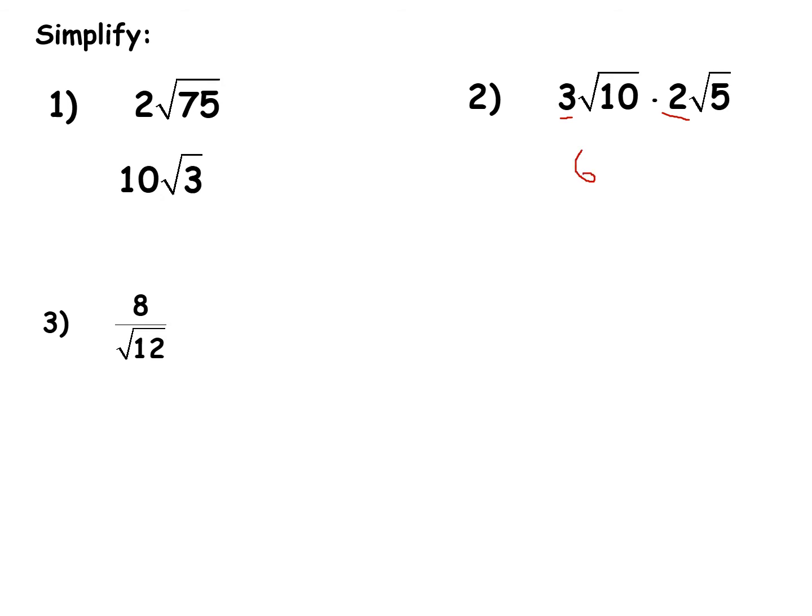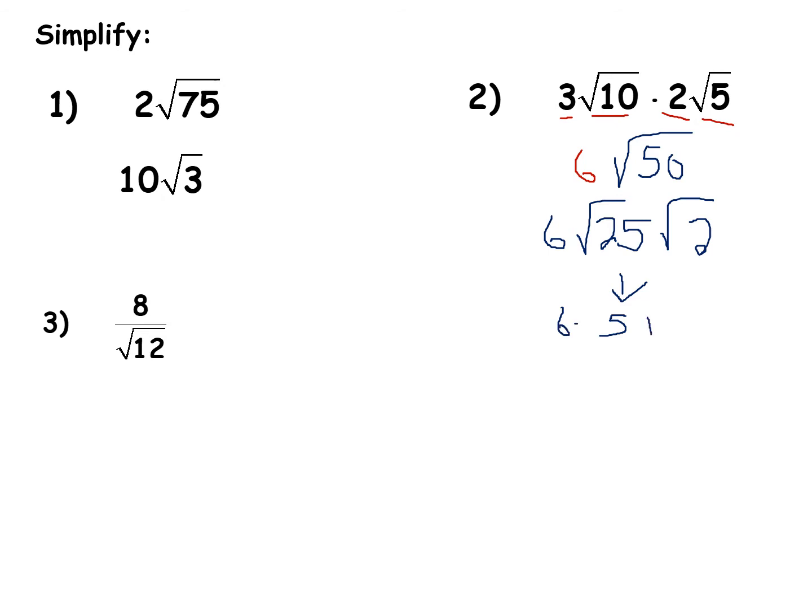And then I can multiply the square root of 10 times the square root of 5, and that'll give me the square root of 50. Well, that's great, except that 50 is not simplified yet. So I could break this down to 6, I'm just going to leave that outside. This could be the square root of 25 times the square root of 2. But I know that the square root of 25 is 5. But I still have to multiply the 6 out here. So this will become 30 times the square root of 2.